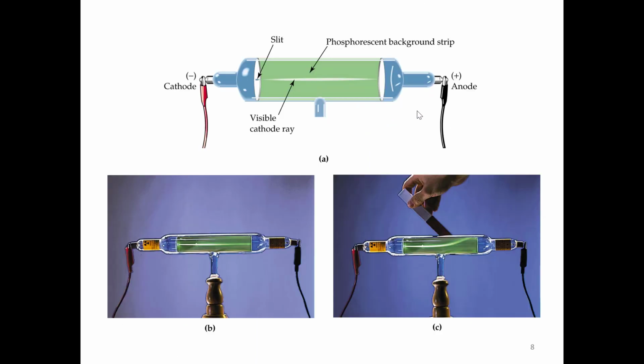Here is a real picture of this experiment, and we can see the ray and how the ray deviates when the magnet is close to the tube.